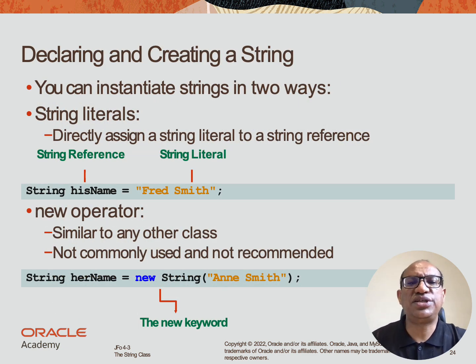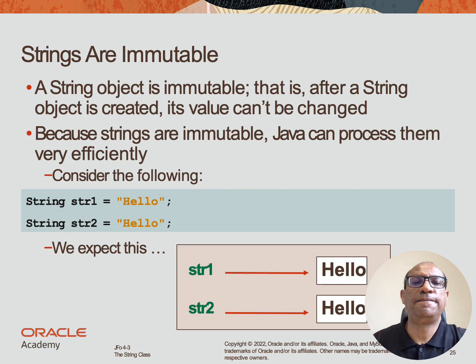You can create strings in two ways: using string literals, like String hisName = "Fred Smith", or using new, String herName = new String("Jane Smith"). Here's why. Strings are immutable. Once created, their values do not change.